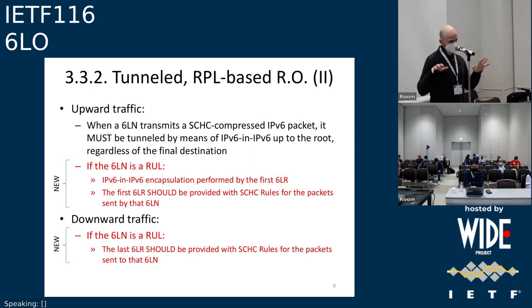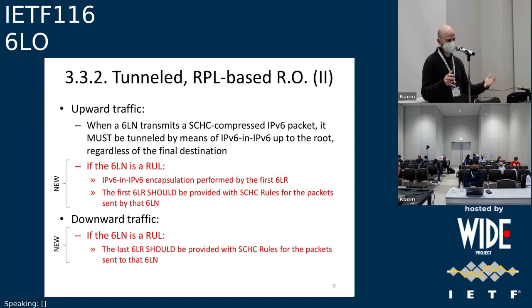However, recall that in this document, we update 9008 because here we need to transform the may into a must, so that when a 6LN transmits a SHIC compressed IPv6 packet upwards, the packet must be tunneled, and that's regardless of the final destination.